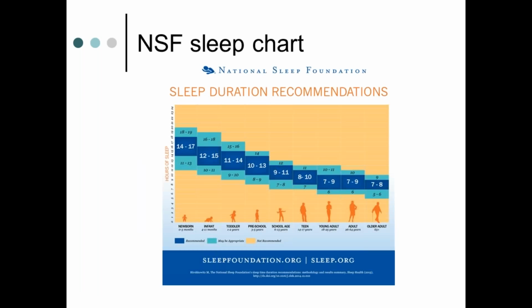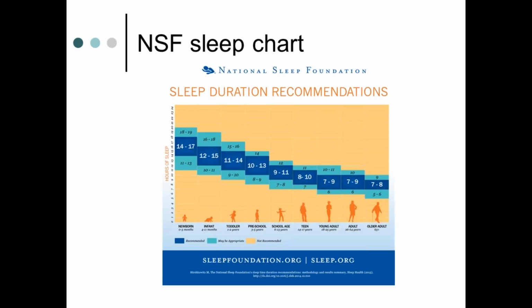The National Sleep Foundation in the States has a nice chart that they've recently updated. So you can find this on their website that's at the bottom there. That really gives you an idea of, in the dark blue, how much number of hours kids should get, right through to adulthood, on average, but it gives you in the lighter blue kind of the bracketing range.